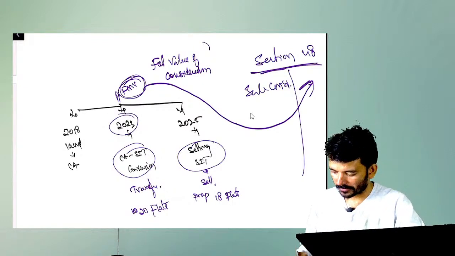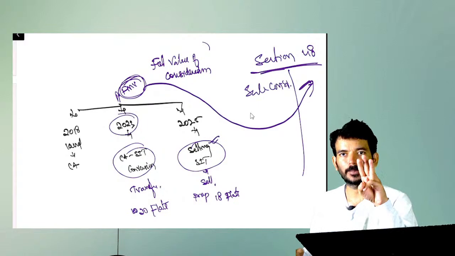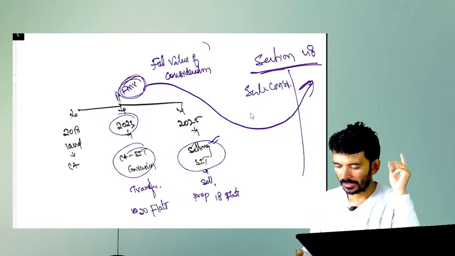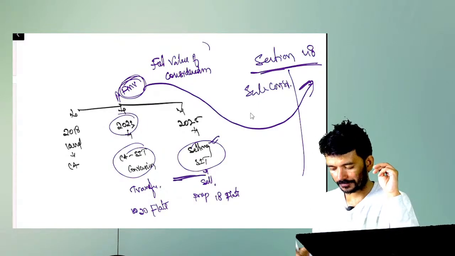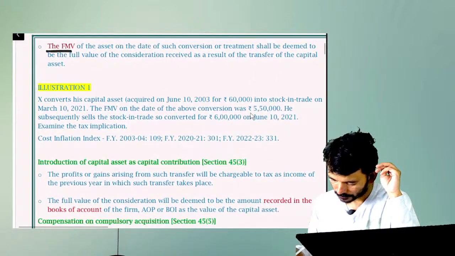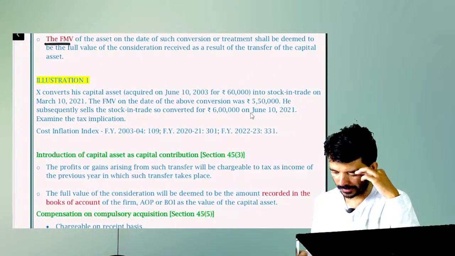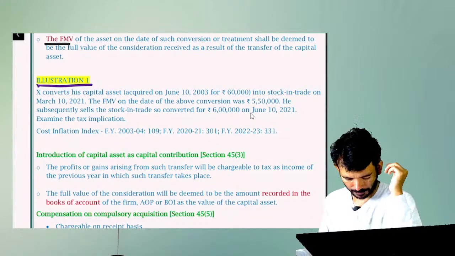So when you eventually sell these flats, you will have two incomes. One is capital gain, which you escaped at that time, and now business income. Both you have to pay. There is an example, but I am not solving this example.